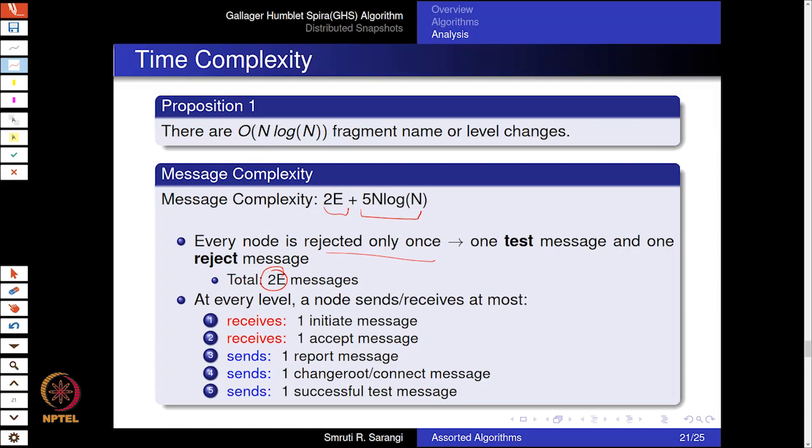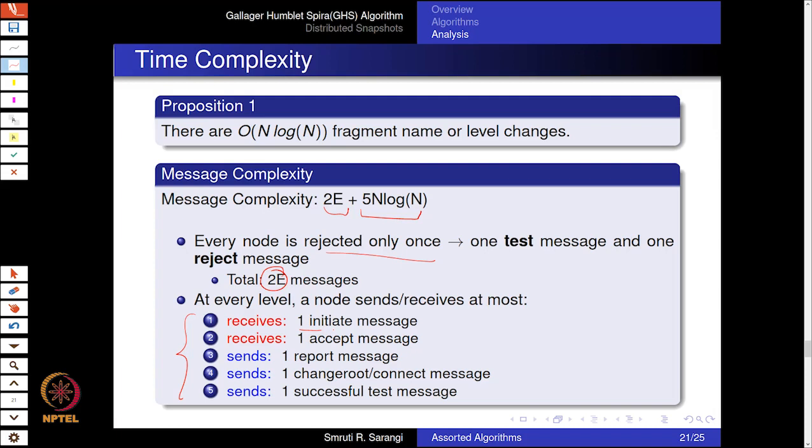At every level, a node receives at most these many messages. How many messages? One initiate message, right? So one initiate message to start, one accept message, one report message, right? So it receives an initiate message and an accept message. So initiate and accept is what it receives every node, and it sends a report message, a change root or connect message depending upon where it is in the tree, and a successful test message. So these are the 5 kinds of messages that it sends or receives.